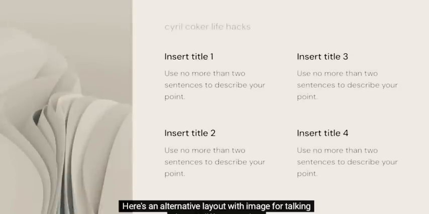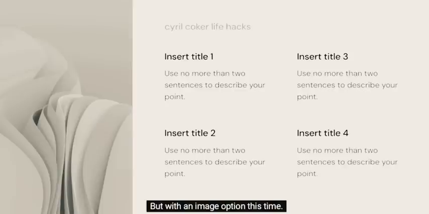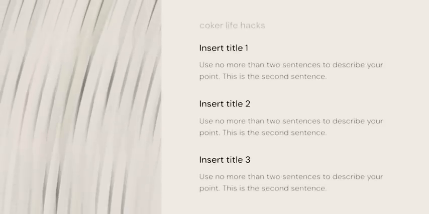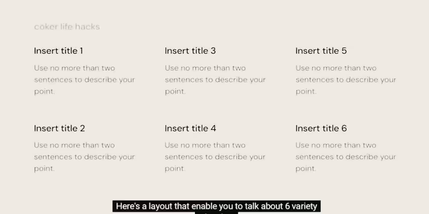Here's an alternative layout with image for talking about 4 different topics, but with an image option this time. Here's the same layout, but with 3 headings and an image and logo insertion option. Got more topics? Here's a layout that enables you to talk about 6 varieties of topics.